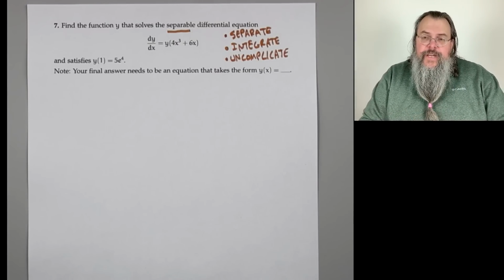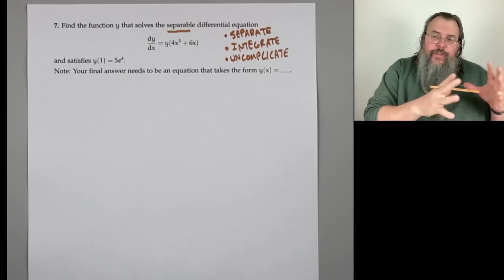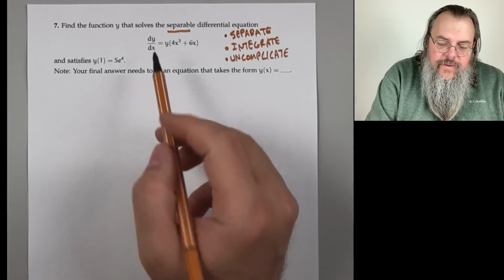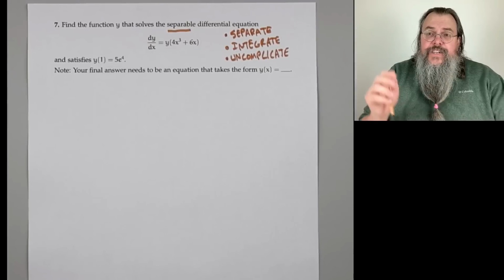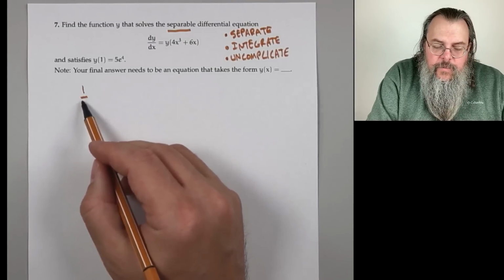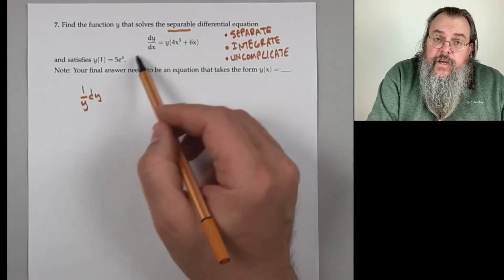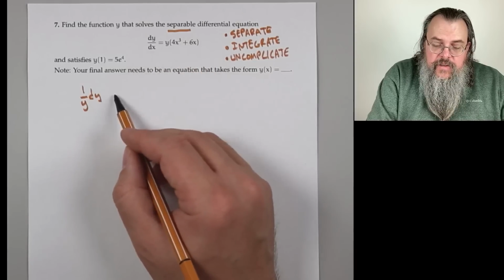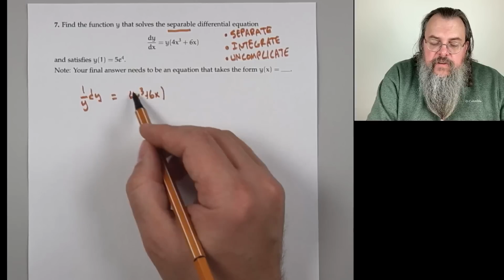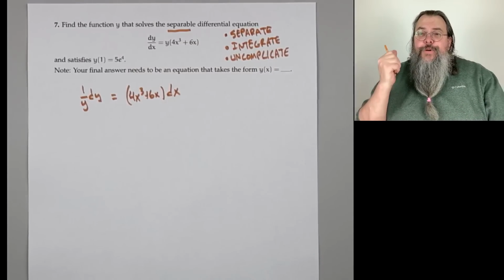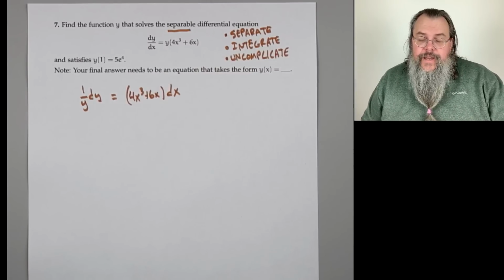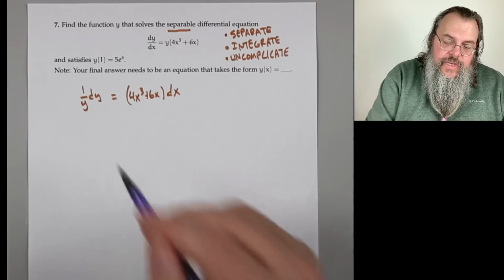So what does it mean to separate? Well, it says you're going to put all the y's on one side, all the x's on the other side. Right? So we're separating the variables. So I'm going to think of the dy and the dx as actually disconnected. So we can write this as 1 over y dy, so we move the y across and move the dx across, is equal to 4x cubed plus 6x dx. Step 1 is done. Separation complete. So where to next? Step 2, which is to integrate.